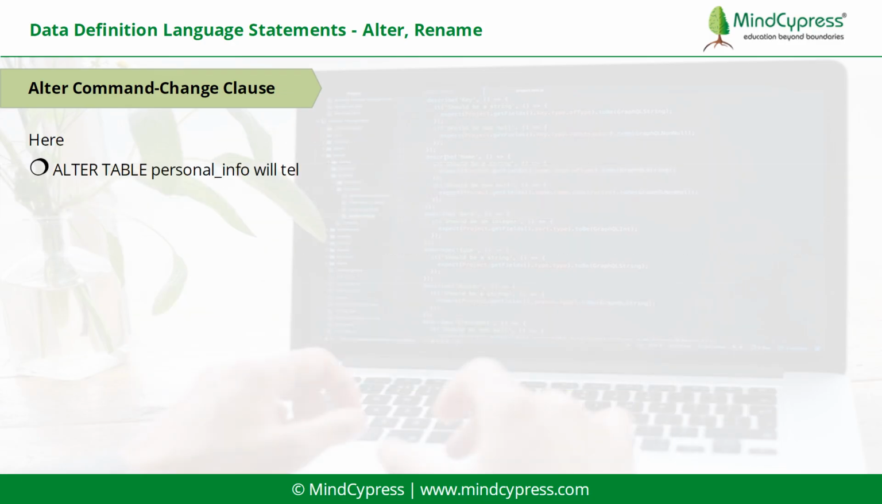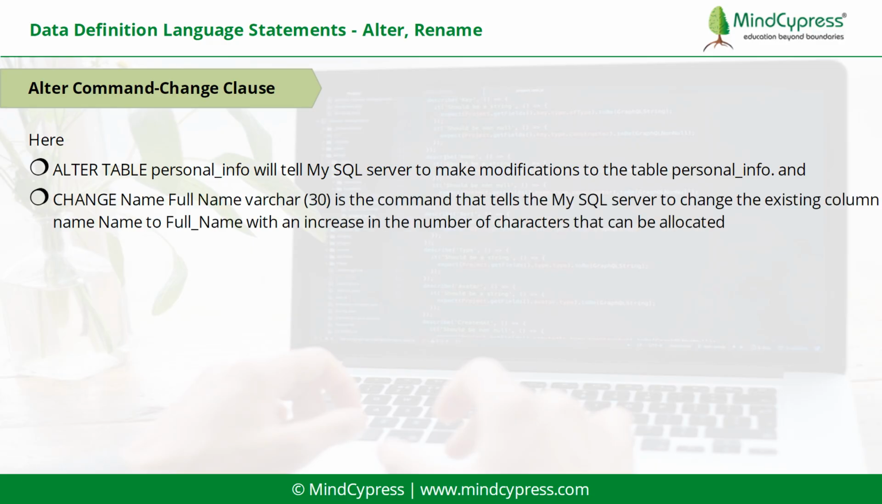Here, alter table personal info will tell the MySQL server to make modifications to the table personal info, and change name full name varchar 30 is the command that tells the MySQL server to change the existing column name to full name with an increase in the number of characters that can be allocated.